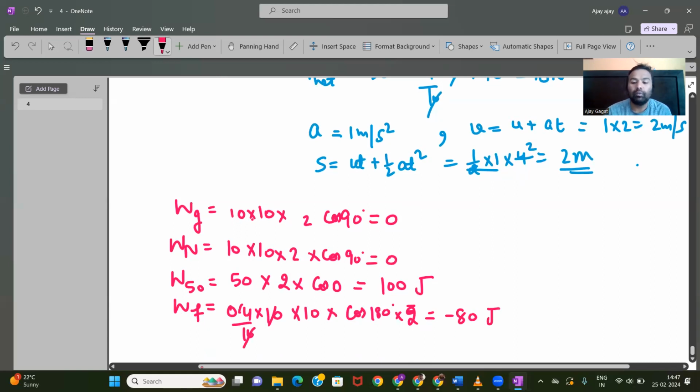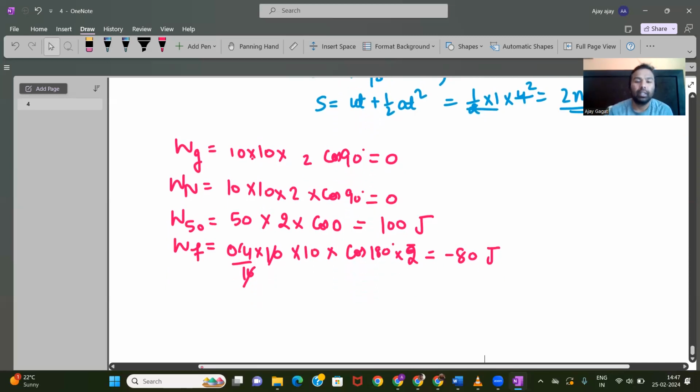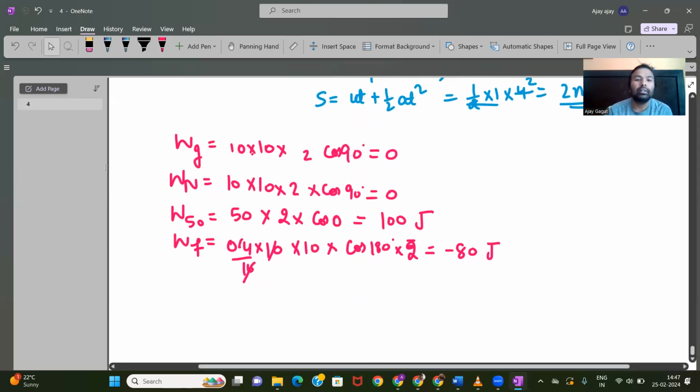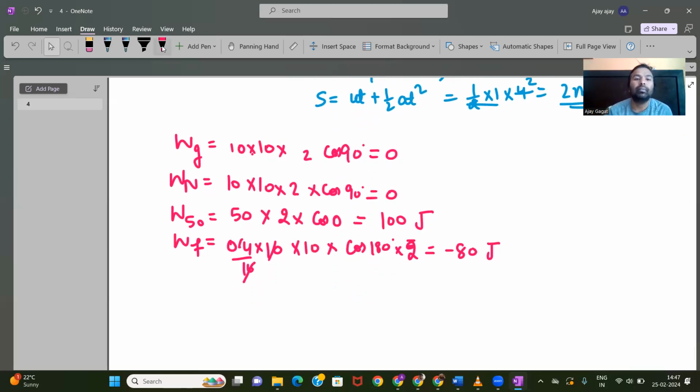So total work done by all forces is coming out to be simply the scalar addition of work done by each individual force. So total work done is going to be 0 plus 0 plus 100 minus 80. So that comes out to be 20 joules. So this is how we solve this problem using the definition of work.